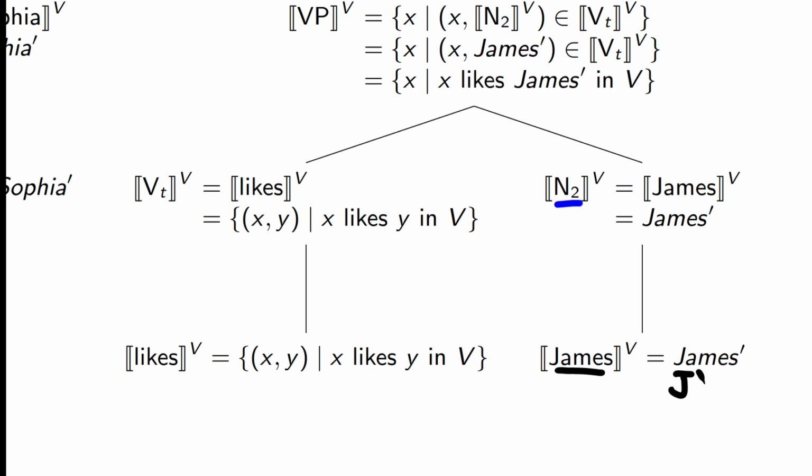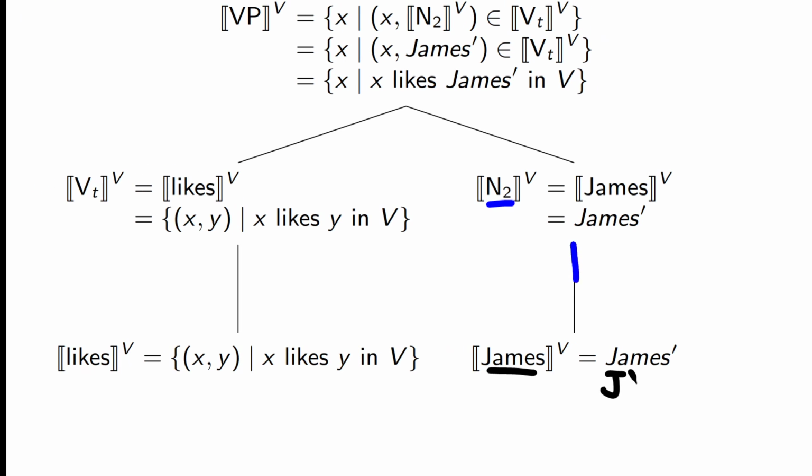Now it goes up to the noun node. James is a noun, so the noun gets its meaning from its daughter. It only has one daughter here, so the rule is that it just has the same meaning as the daughter. We write the rule when we have rules. Then its value is James prime. We make sure that for every non-terminal node, we have both a rule and a value. We just need those 2 lines.